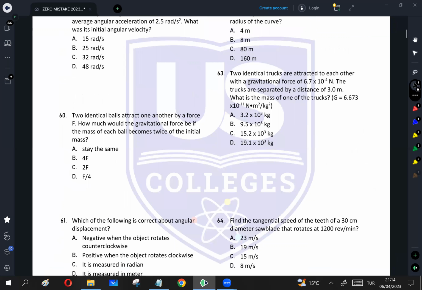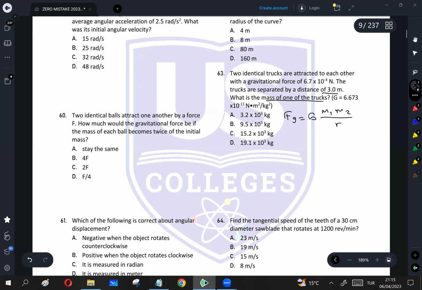Two identical trucks are attracted to each other with a gravitational force of 6.7 times 10 to the power negative 4 Newton. The trucks are separated by a distance of 3 meters. What is the mass of one truck? Gravitational force between two objects is F_g = G m1 m2 divided by r squared. Because the trucks are identical, they have the same mass, m times m divided by r squared. So F_g becomes G times m squared over r squared.